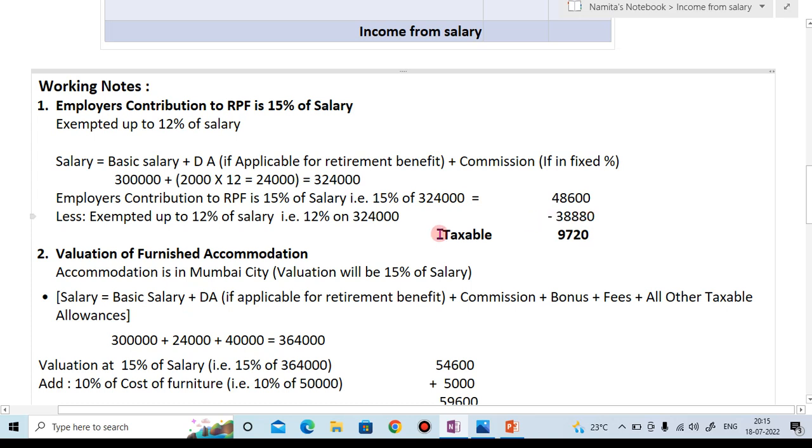48,600. From this less exempted, okay, how much do we have to exempt? We have to exempt 12% of salary. So less exempted up to 12% of salary, that is 12% of 3 lakh 24,000. Okay, 12% of salary. So 12% on 3 lakh 24,000 we get 38,880.